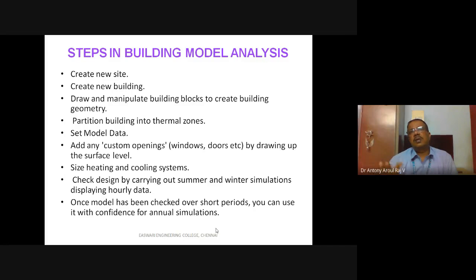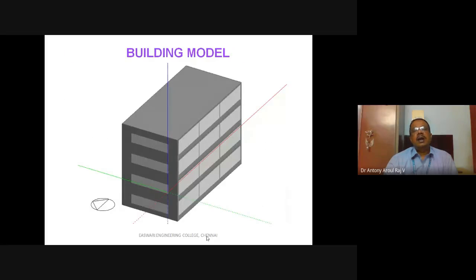You can do it every month. You can mention the interval. You can do every week. You can give months, and you can do it for the 1 year. So depending on your computer capacity, you can go for full simulation. Okay. And so this is how you are going to have the building model.